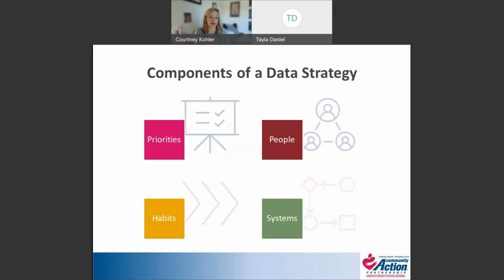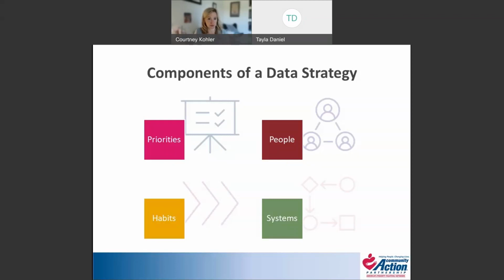And so those people are really the ones that are helping to carry out the strategy in alignment with the priorities. And then the habits are really those day-to-day activities that are taking place on a regular basis that help to make the strategy work. Those habits are going to be really important to making sure that the priorities are met. The people are, of course, the ones that are carrying out those regular habits. And then all of this fits within this overall system.